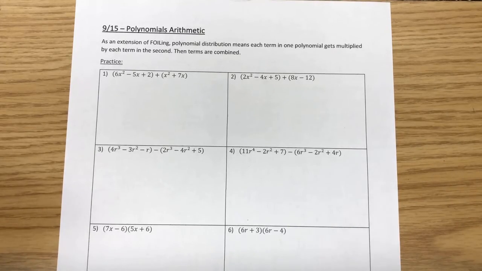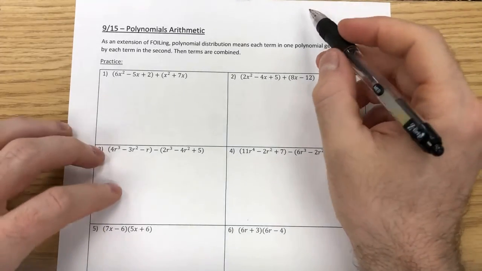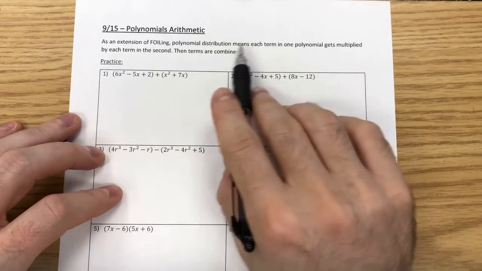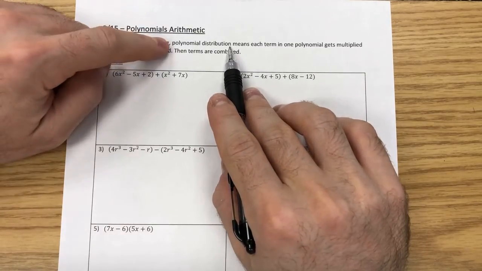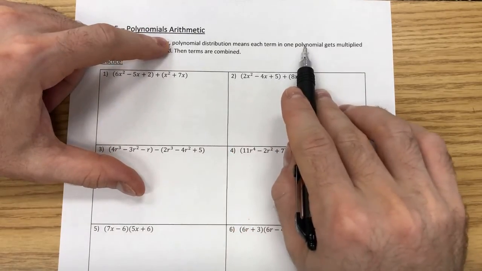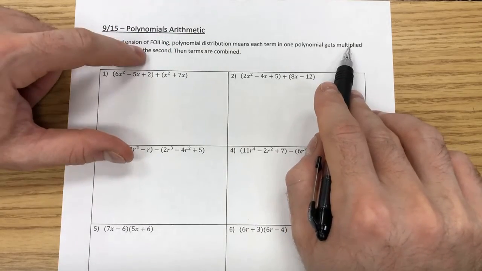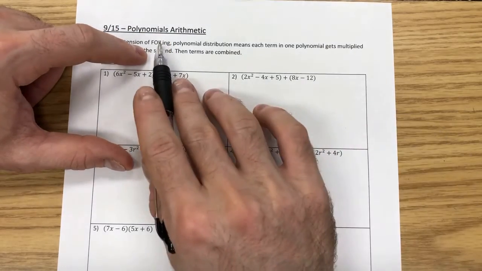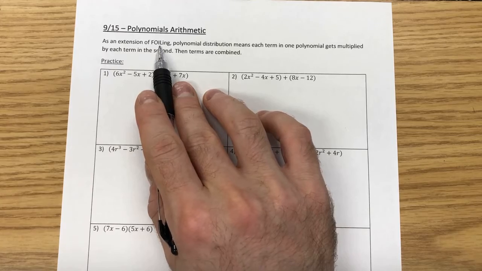So today we're going to be learning how to do polynomial arithmetic. Now, this usually means that we're dealing with distribution. So each term in one polynomial gets multiplied by each term in the other. This is most often introduced with the concept of foiling.